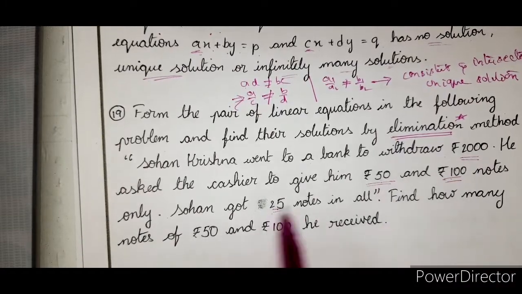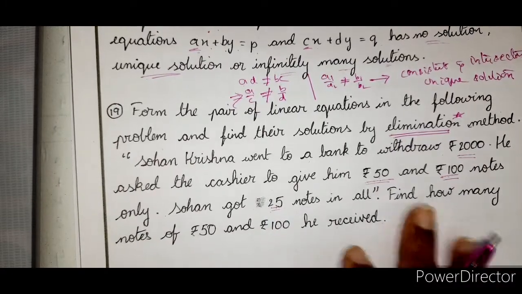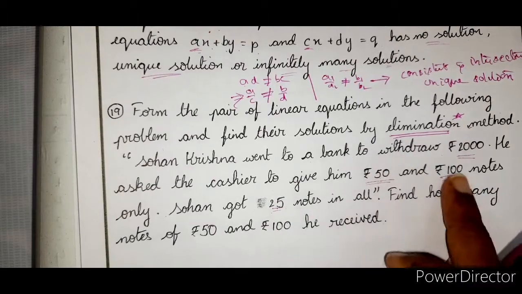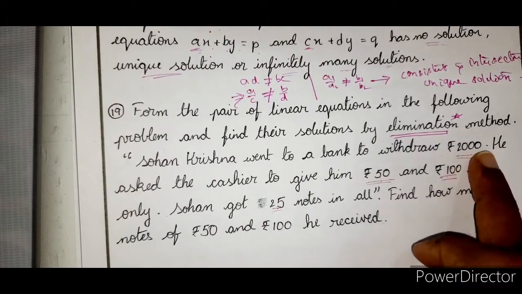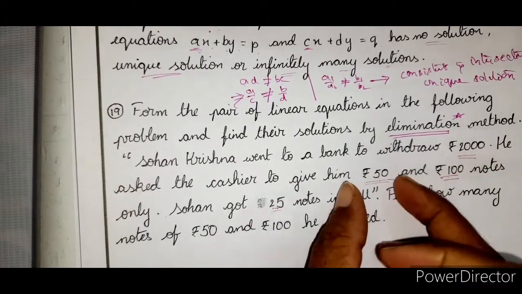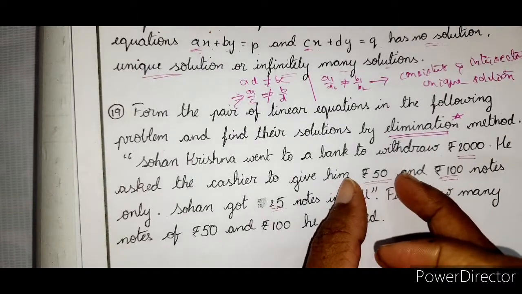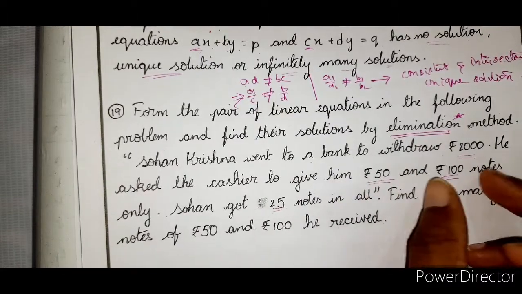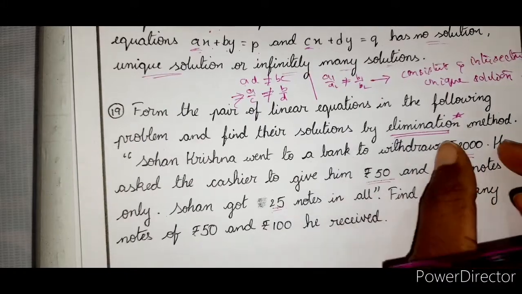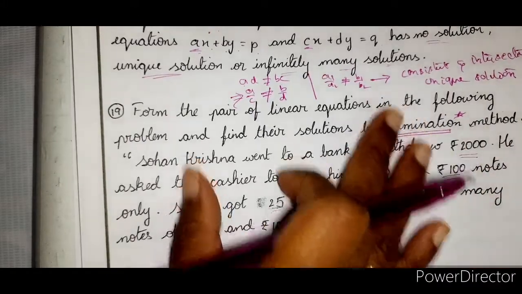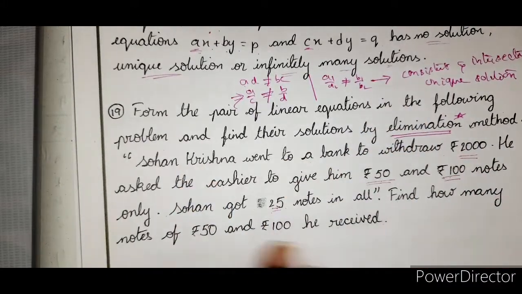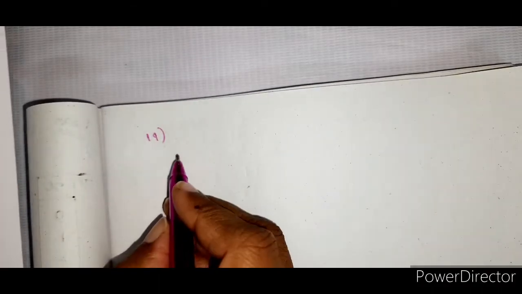This is one equation. What is the other equation? 50 into X plus 100 into Y should be equal to 2000, is it not? Suppose X 50 rupees notes, X into 50, plus Y 100 rupees notes, Y into 100, is the total amount 2000. So, this is how you have to understand it. Right? So, let us do the problem in detail now. So, 19th one, pay attention, very, very important problem.